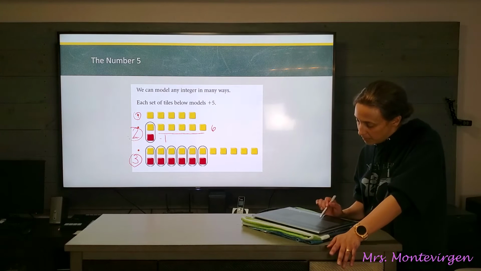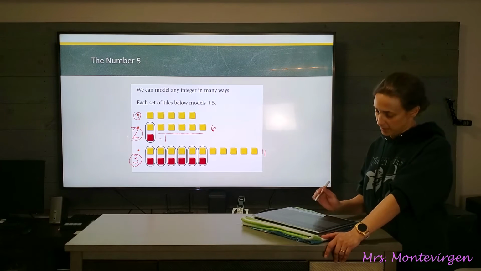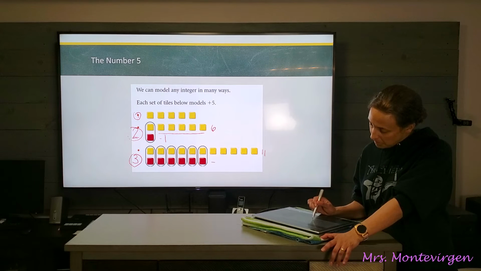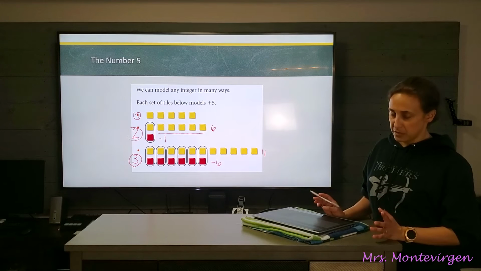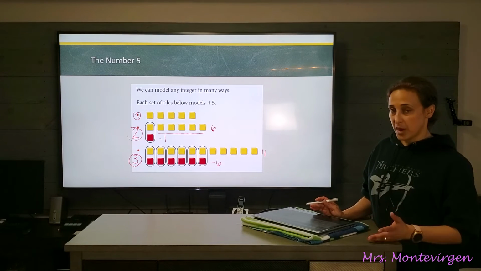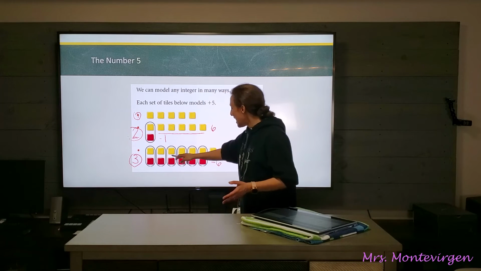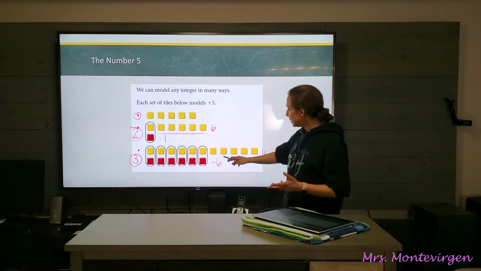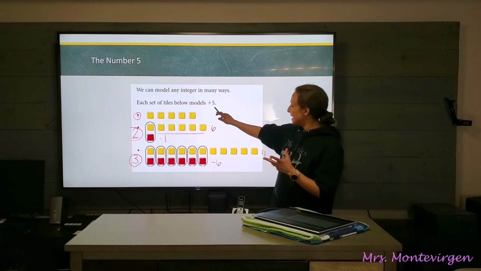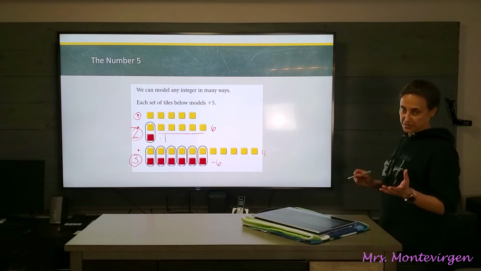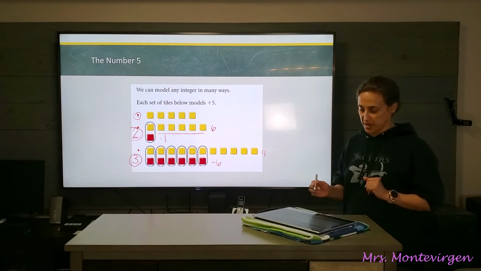Okay, and if you go down to here, a third way, this way is definitely a little bit more elaborate. 6, 7, 8, 9. In here, I have 11 positive tiles, and I have 6 negative tiles. Again, I'm going to circle, I'm going to make all the zero pairs I can, keeping in mind that 1 positive and 1 negative is going to make a zero pair, and that's exactly what I've done here. I have 6 zero pairs, and if you take a look and see the blocks that are left over, I have 5 of those yellow tiles left, and again, that's the number that we're after, which is a positive 5. Now, there's many other different ways that we can represent positive 5. Those are just 3 examples for you.